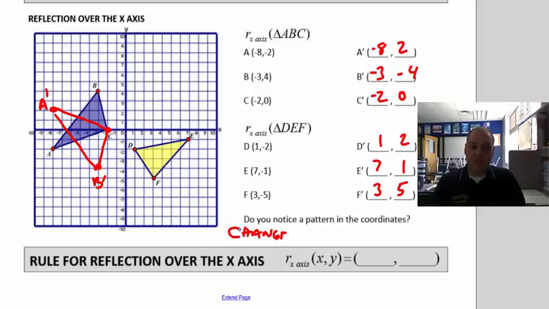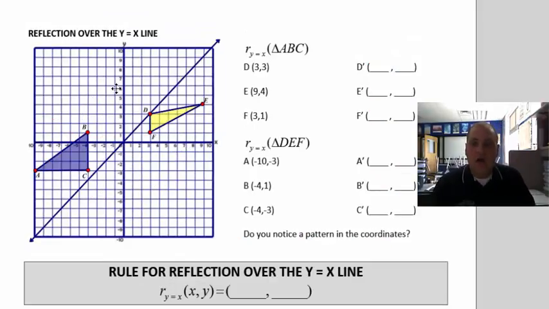Change the sign of the y's. All right. So if we change the sign of the y, the rule is (x, negative y). X negative y just means change the sign of the y. Okay? A reflection over the y equals x line, our last reflection here. And we'll get into rotations. So flip over the y equals x line to go on the other side of the line right here.